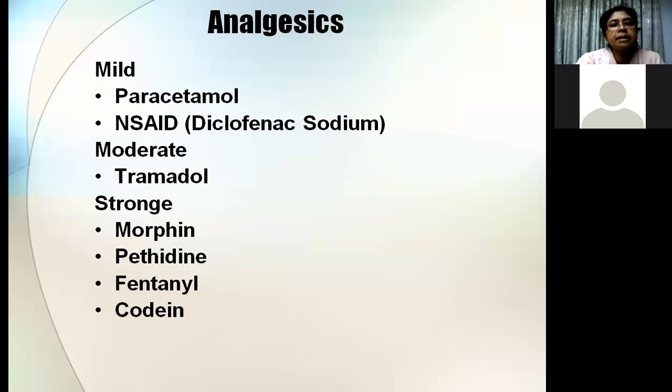Mild ones are paracetamol and NSAIDs. So you know what paracetamol is. Even for a headache, we take paracetamol, and that's the drug that we use very frequently. Now, you all know that we have tablets which we use very frequently, but we have suppositories also. So during surgery we can use paracetamol suppositories. We use that for kids quite often, and now we use it for adults also.